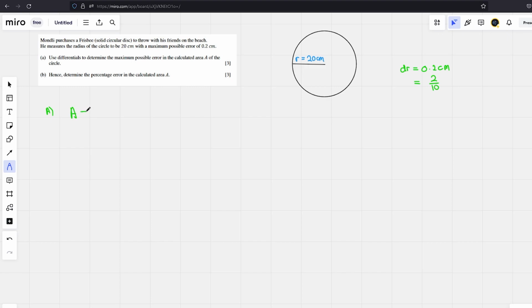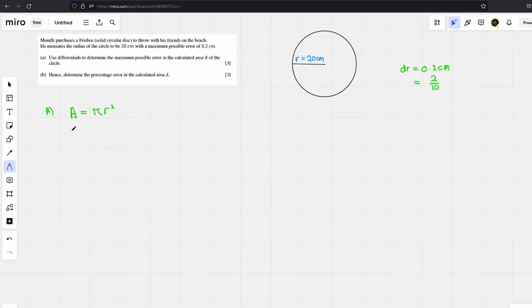So let's write A, our area of the circle. And we know the area of a circle is just pi r squared. So again, we can look at a maximum possible error as a small change. So they want us to use differentials to determine the small change in the calculated area with respect to the small change in the calculated radius.